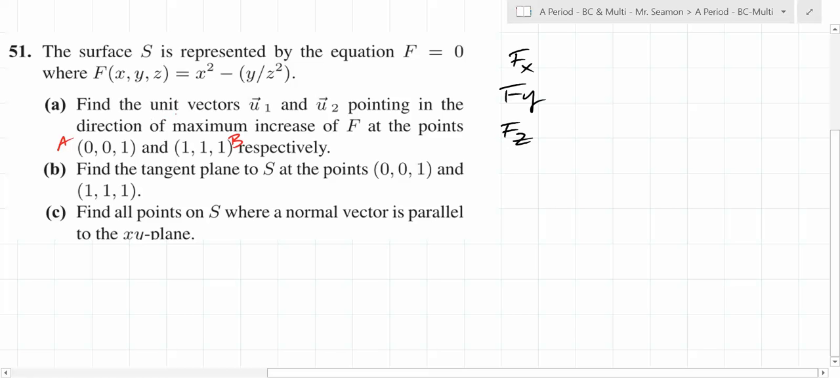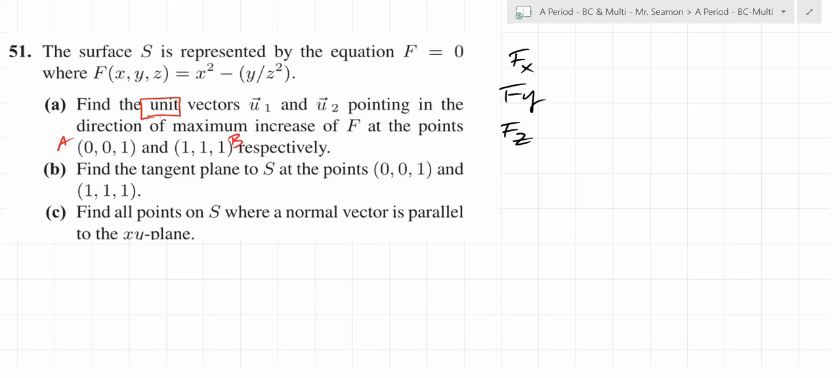Oh, they even say, you almost always when they use U, what do they mean? Unit vectors, right? So are your gradients necessarily unit vectors? No, they're not. They are not. They can be scalar multiples of any. Correct, yeah. So the idea here is you're going to find fx, fy, and fz.